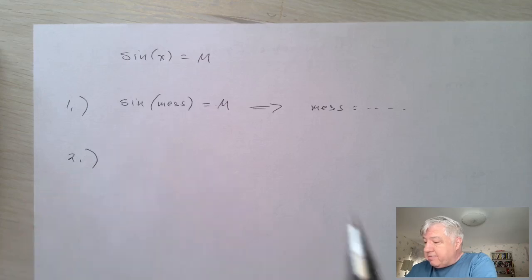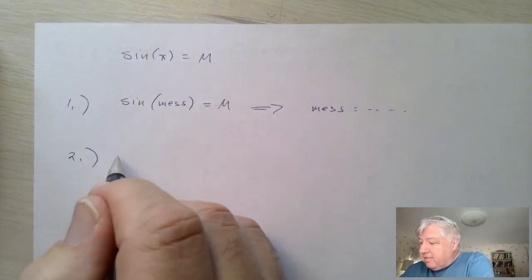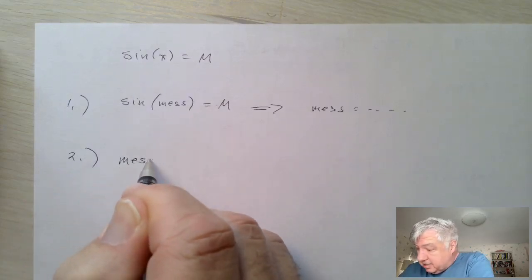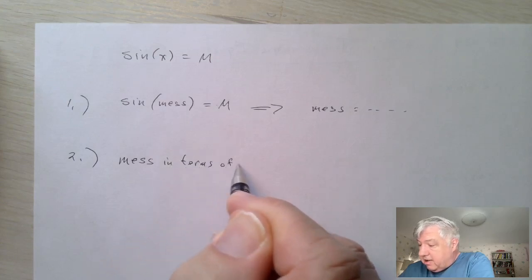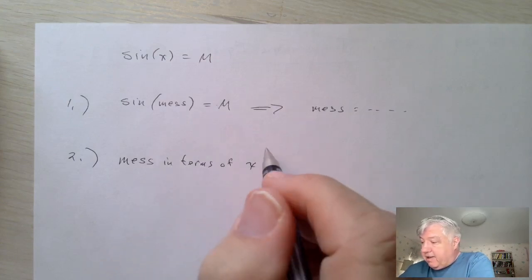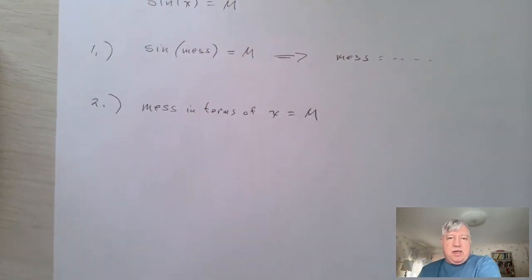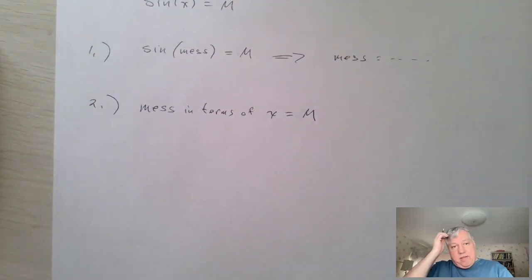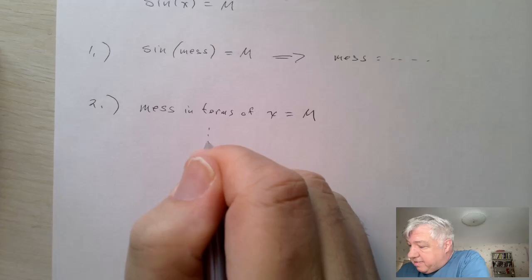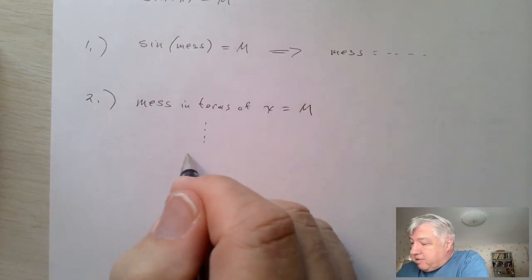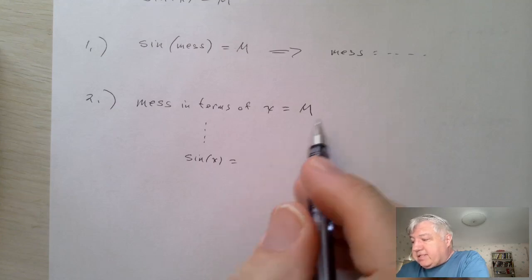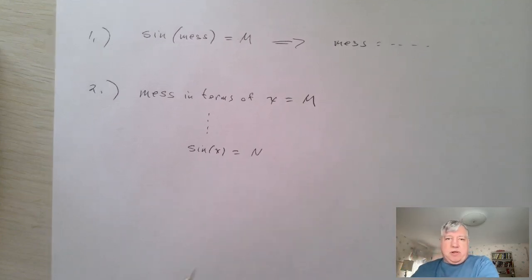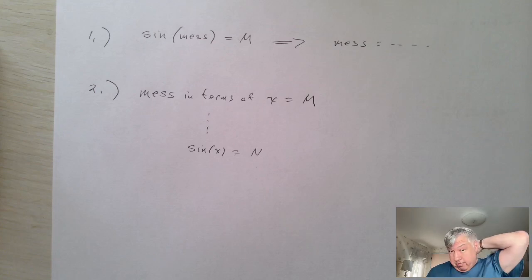That's one type of problem. The second problem is when we have some mess in terms of x, and that's equal to some constant m, and eventually we want to get something like the sine of x equals some different number, which will be n. So that's the idea of what we want to do.